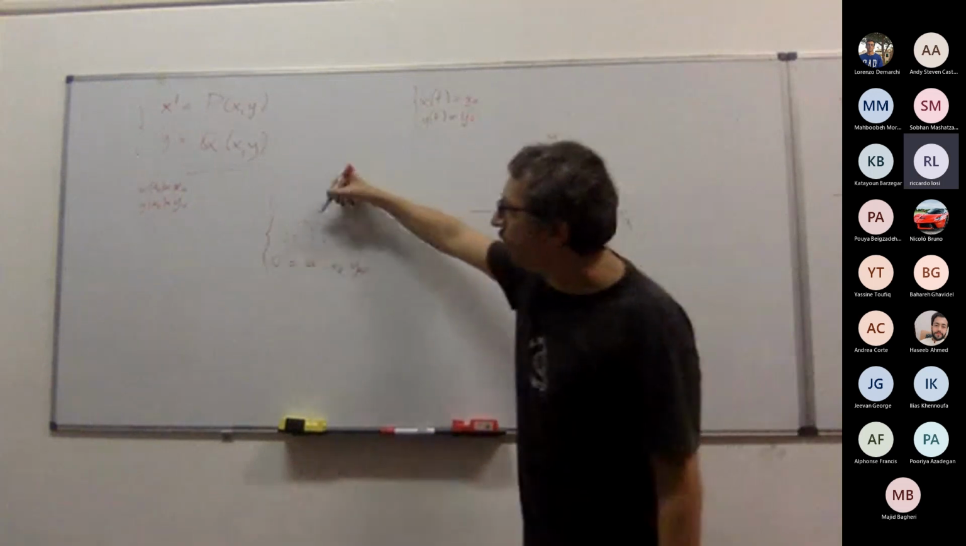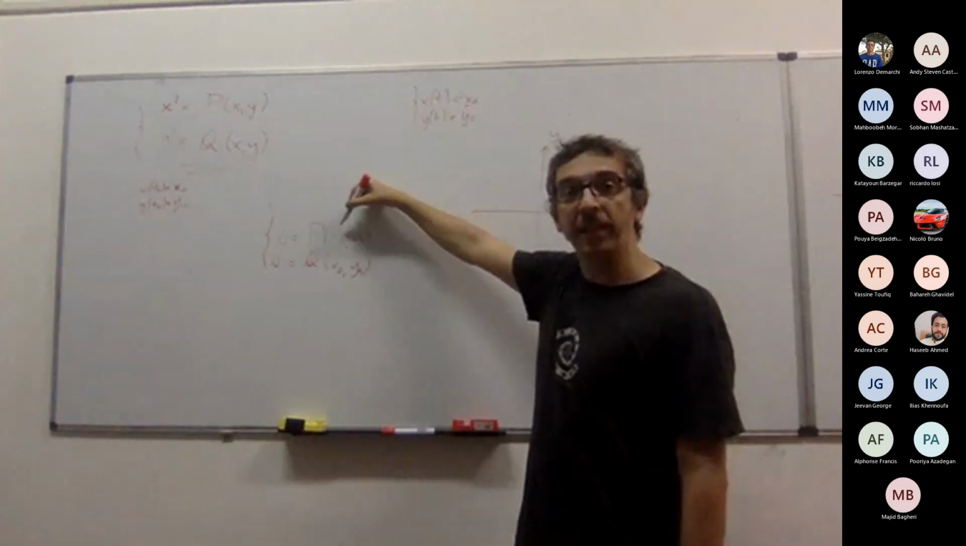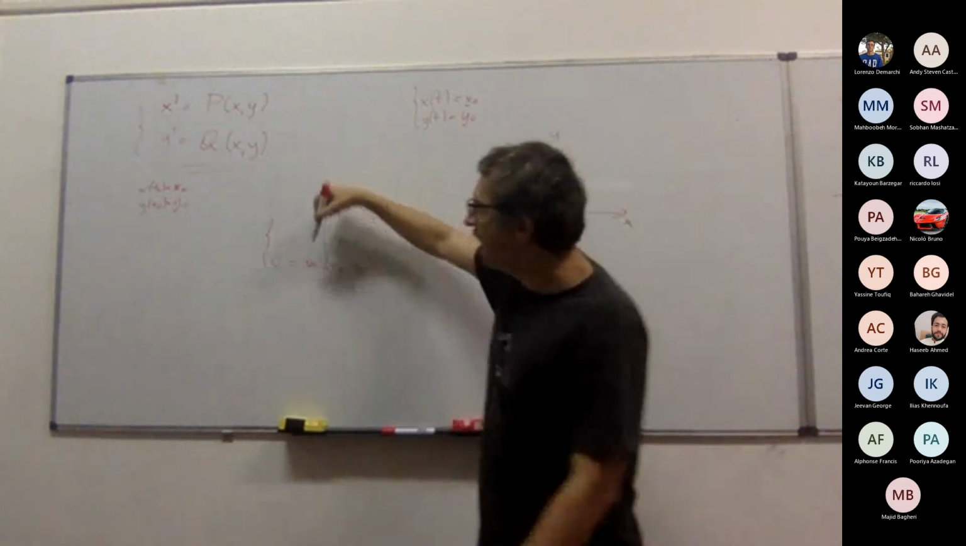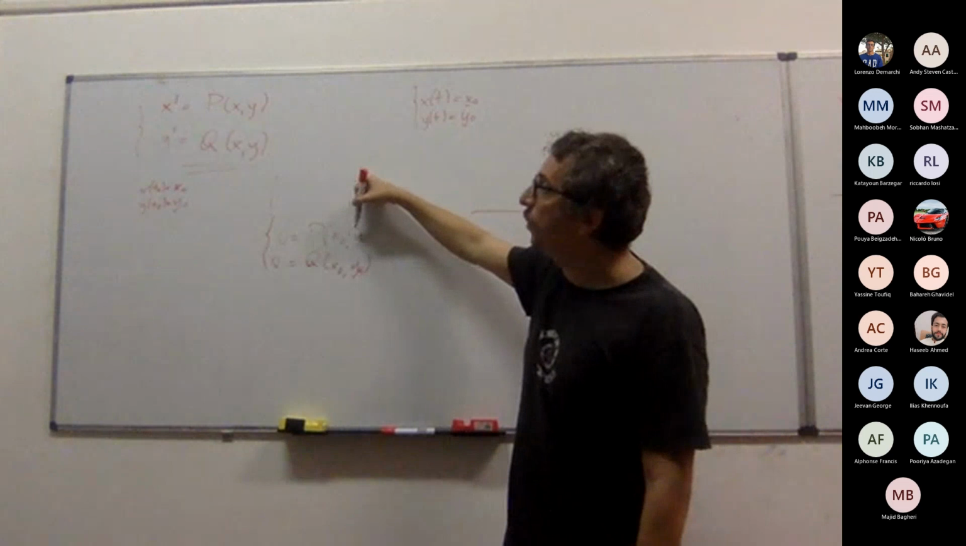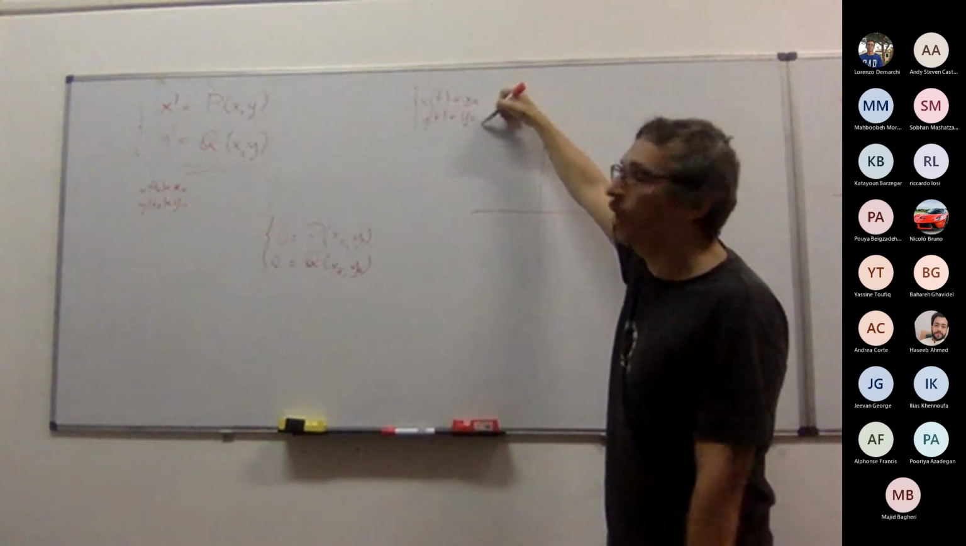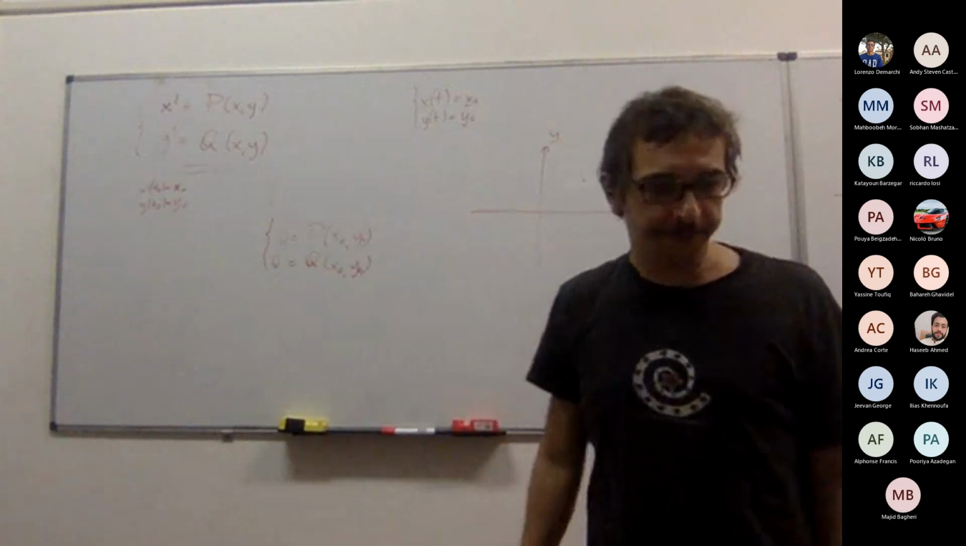But then, of course, you have to consider the functions P and Q evaluated in x naught and y naught, because P and Q must be evaluated on the specific solutions that you are considering. In my case, the solution is x naught, y naught, so I have here P of x naught and y naught.